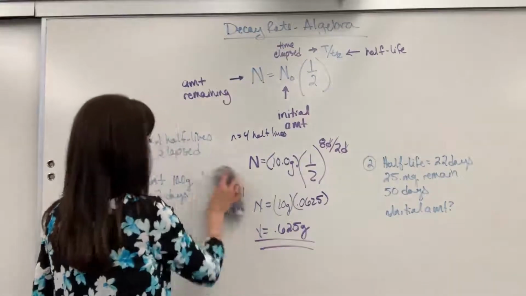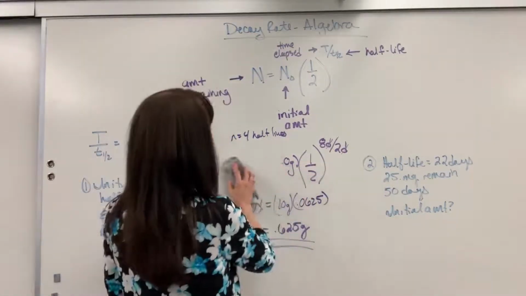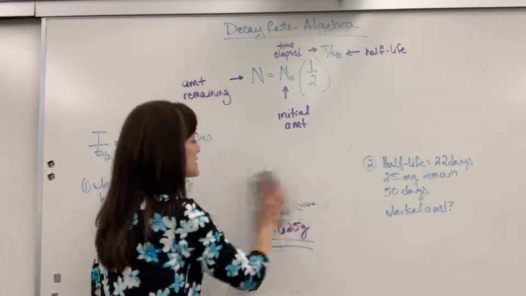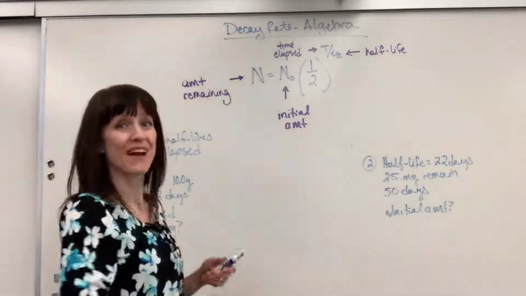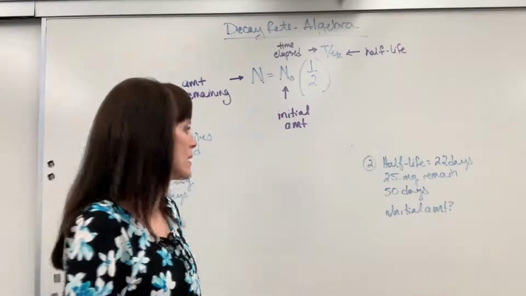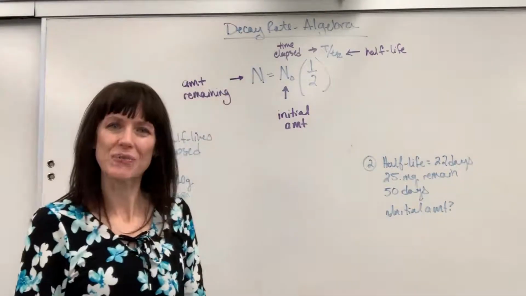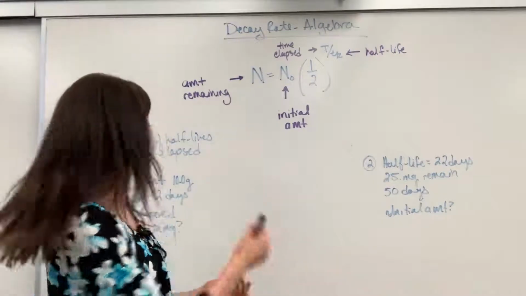On this next one, question number 2, the half-life is going to be 22 days. It tells us what's remaining. We have 25 grams left over remaining. The time elapsed is 50 days, and we want to know, well, what's the initial amount? So let's go ahead and label everything here.